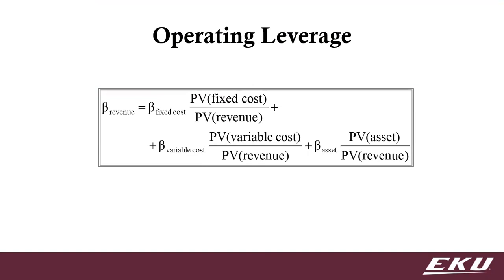We can also calculate beta using our operating leverage. So you can think of the beta of fixed costs and the beta of variable costs, and how those relate to revenue, and then the beta of our assets based upon our ability of the assets to generate revenue.